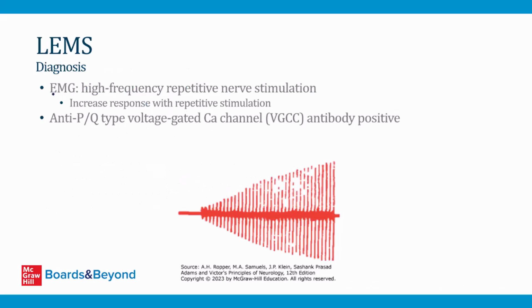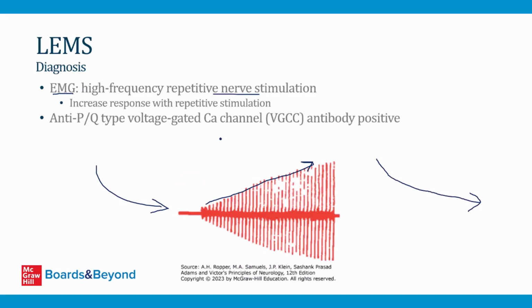You can do electromyography testing or EMG testing to make the diagnosis of LEMS just like you can for myasthenia gravis. EMG testing involves high-frequency repetitive nerve stimulations, and what you will get is something like what's shown here on the slide. So this depicts repetitive nerve stimulations, and you're getting more response at the neuromuscular junction with repetitive stimulation. And remember, this is the opposite of what we saw in myasthenia gravis, where you had fatigability, and therefore you got less response with repetitive stimulations.